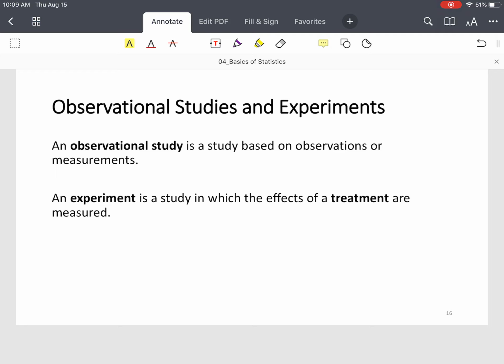Then you have what's called an experiment. All right, and the difference is the intervention, or the treatment, that's what they would call it as well. Typically you have this sample that you're studying, and then you intervene in some way, and then you measure what's happening versus a control group who doesn't get the intervention. That's called an experiment. All right, and so that's an overview of the basics of statistics.